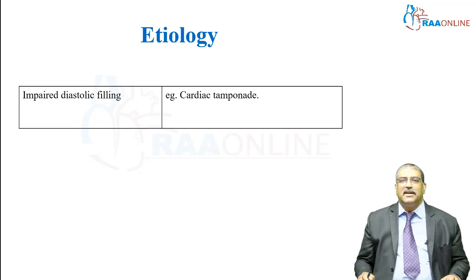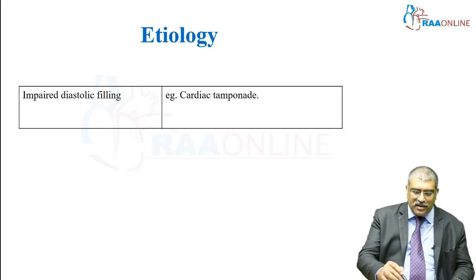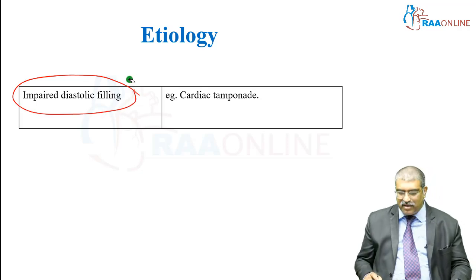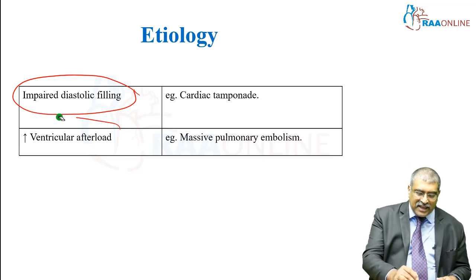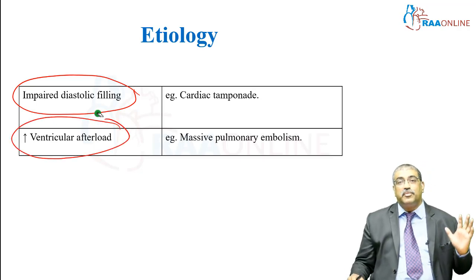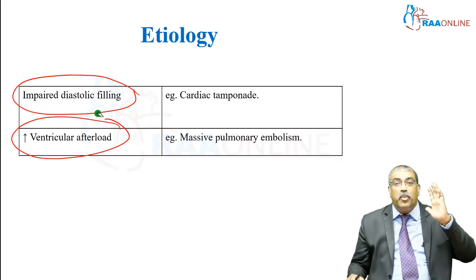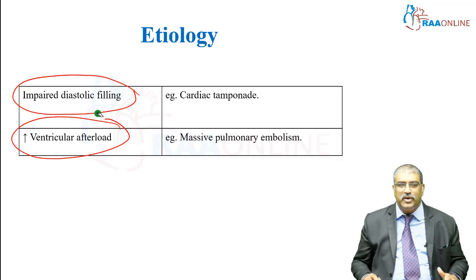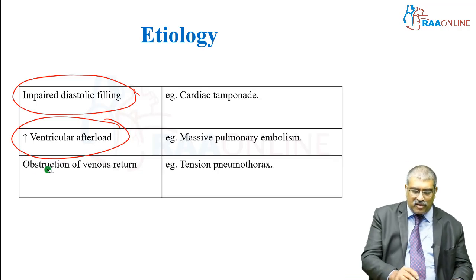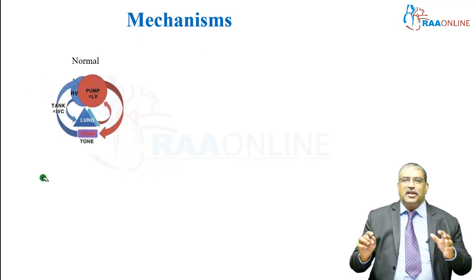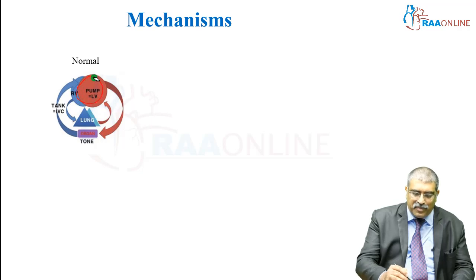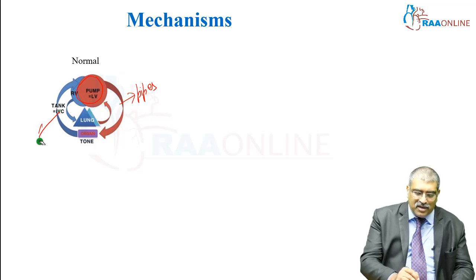Coming to etiology, in case of cardiac tamponade, it is going to be impaired diastolic filling. In case of massive pulmonary embolism, there is going to be increased right ventricular afterload, which pushes the septum to the left side and compromises the left ventricle function also. And in case of tension pneumothorax, it is going to be obstruction of venous return. Here, you can take the heart as a pump, the blood vessels which come from the heart as pipes, and the venous system as the tank reservoir.